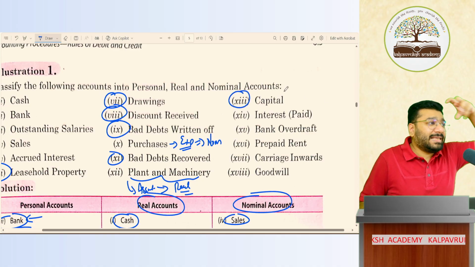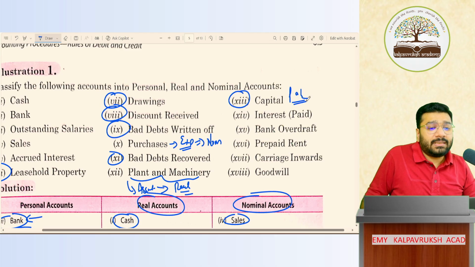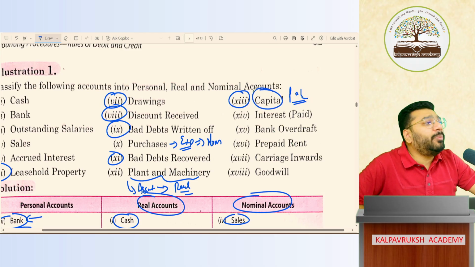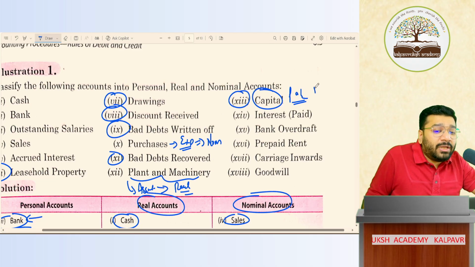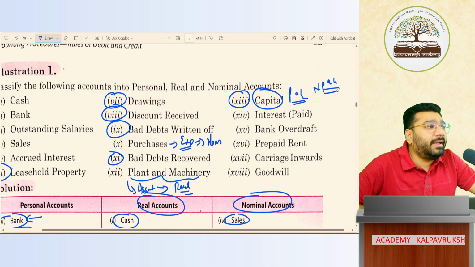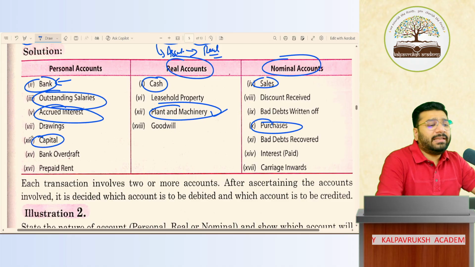Capital is a classification in itself. So all the liabilities and capital go to personal account. Now, capital is contributed by the owner. The owner is a human being, so it is a natural personal account. Got it? Not got it? Okay. So capital is a natural personal account. I think we can do drawings also.